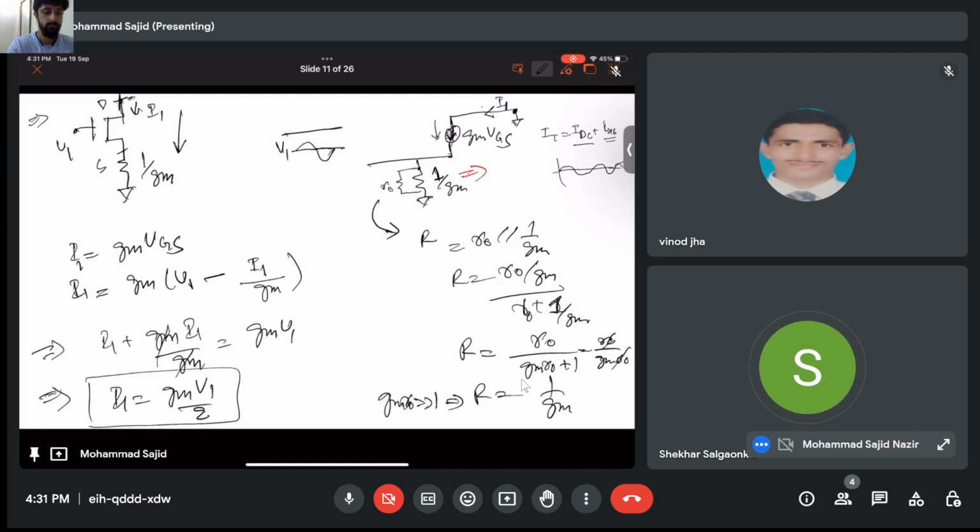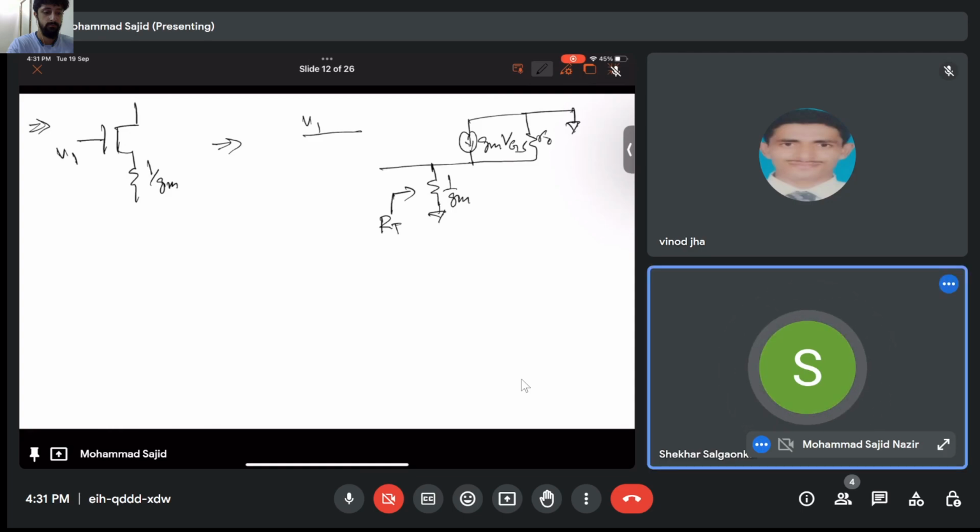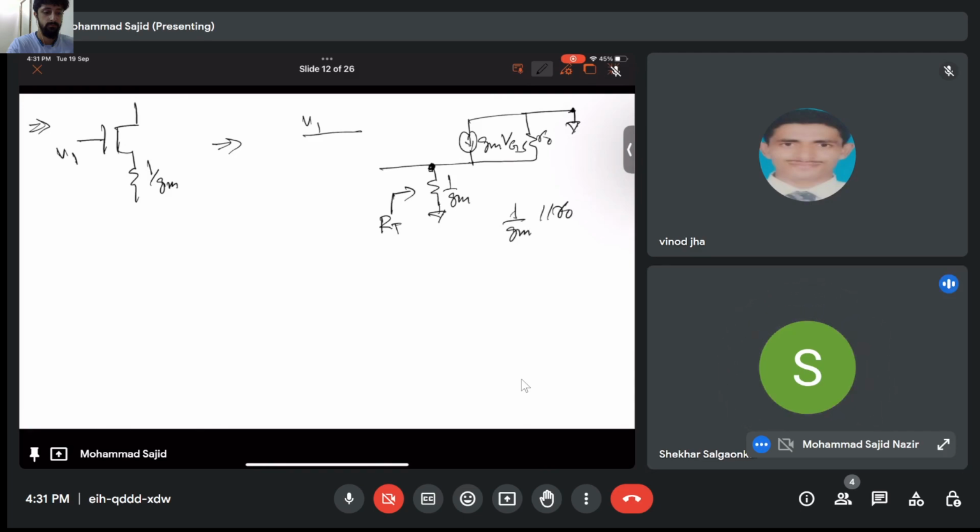Can you see here this R? Okay, so this is grounded, right? Yeah, this is grounded. So to calculate R total here, what will you do? You can directly see that this 1 by GM is parallel to R0, because they have the same terminal and the other terminal is grounded. So they are 1 by GM parallel R0, right?